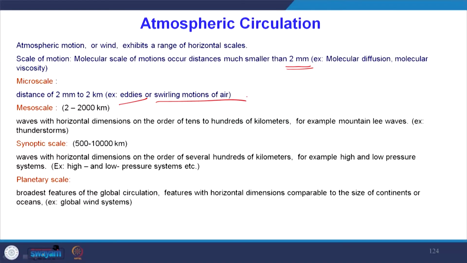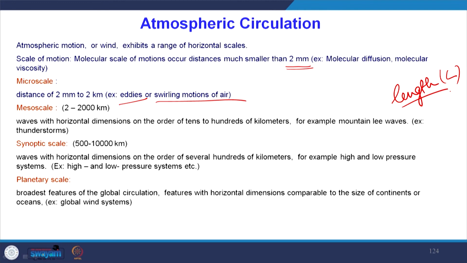So, what are the examples for eddy currents? Swirling motions of air. That means you see small swirling motions of air which will not be very large. They will not be more than 2 kilometers if you measure. So, microscale motions are the ones which are very small in size, in horizontal scale. I mean, you say the length scale. That is a very easy way to understand. It is just the unit of length.